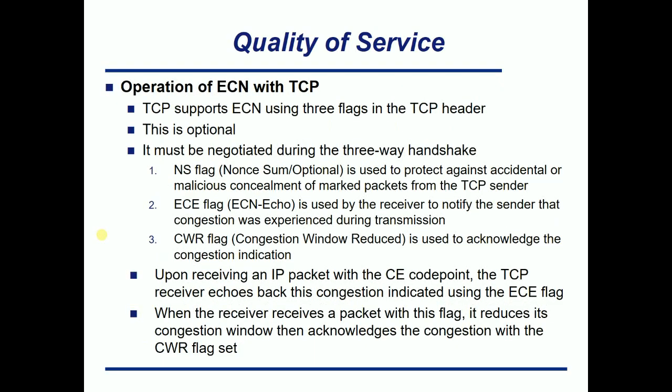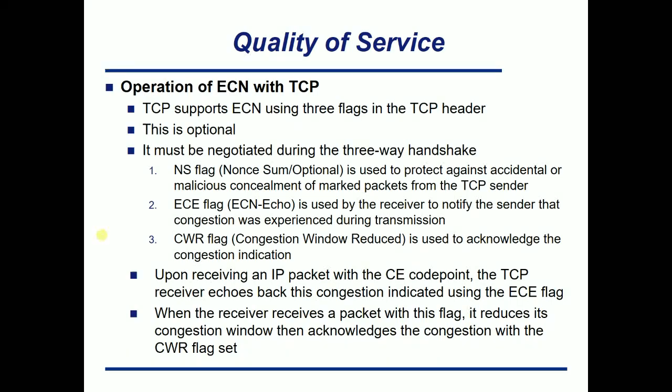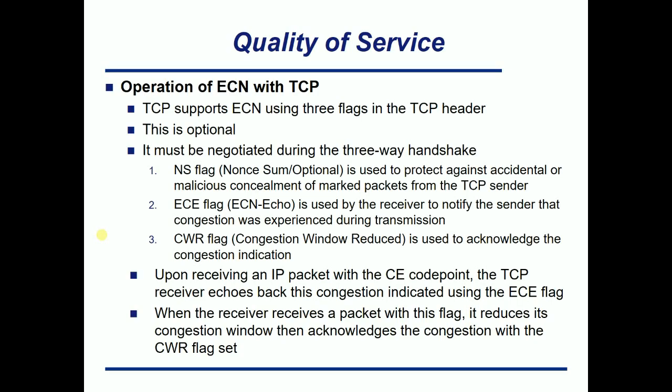Now, what happens when the host actually receives these ECN bits, the congestion experienced bits turned on? TCP supports ECN using 3 flags in the TCP header. This is how the two endpoints will communicate: hey, congestion has been experienced, we should tone down our window here, let's stop sending as many packets. Again, this field is optional in TCP because both endpoints don't have to support it. But during the 3-way handshake for TCP, once they start their initial session, this is where they negotiate, are you ECN capable? So there are 3 flags.